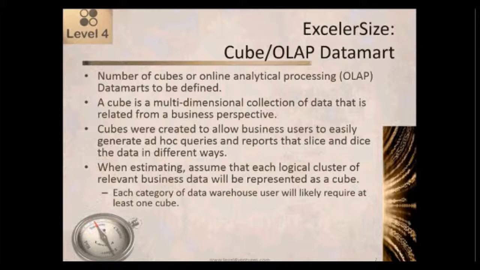So if you think about it, we have basically the same conceptual set of data. It's somehow related to revenue. But we have different dimensions that we might want to examine it based on, depending on what kind of report we're writing. So we would create this multi-dimensional cube that would have all of the different attributes of the data that we're interested in, plus the data itself, in this case, revenue. Cubes were created to allow business users to easily generate ad hoc queries and reports that would slice and dice the data in different ways.